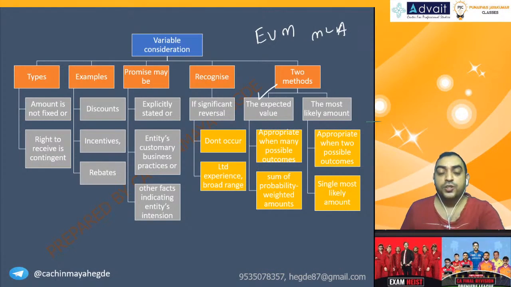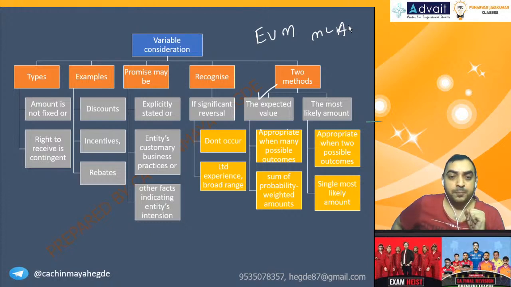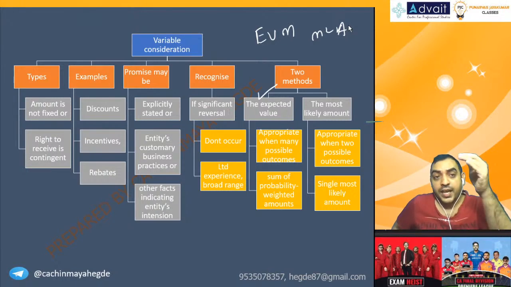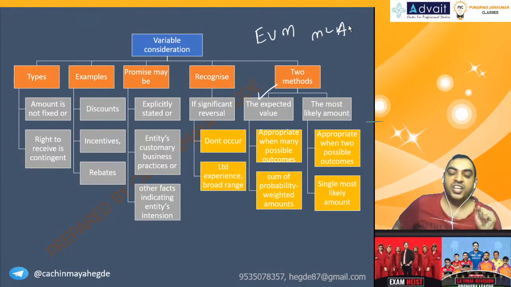Expected value means your probability method. You would have done the probability in SFM: possible share prices multiplied by the respective probabilities, price into probability, expected value you calculate like that. Expected incentives multiplied by probability, total, sum, average, expected value. That is the expected value method.